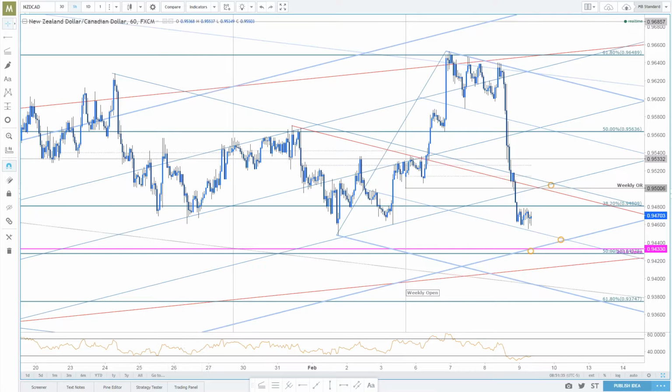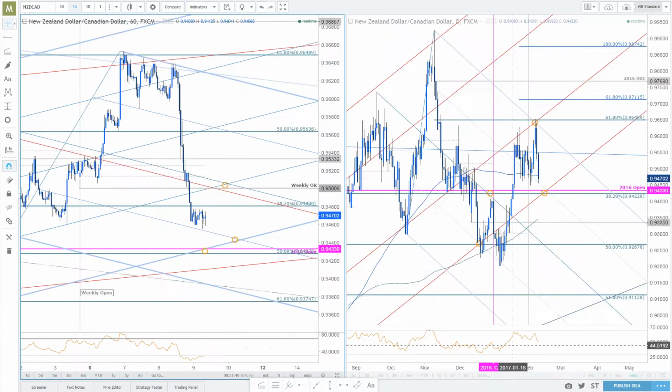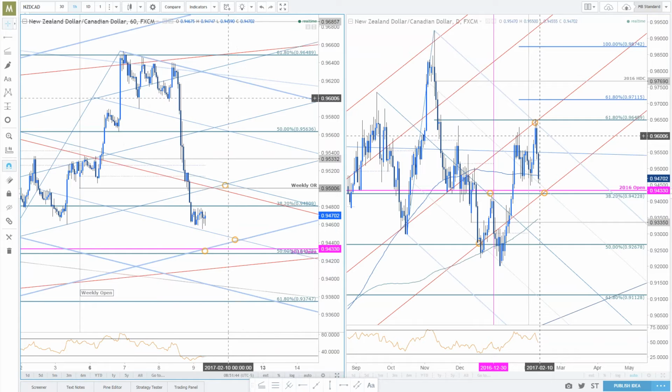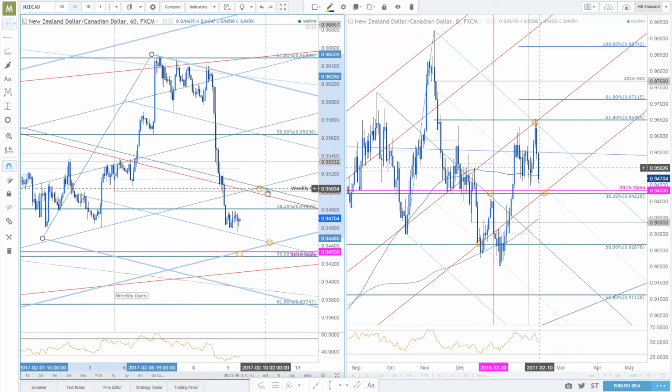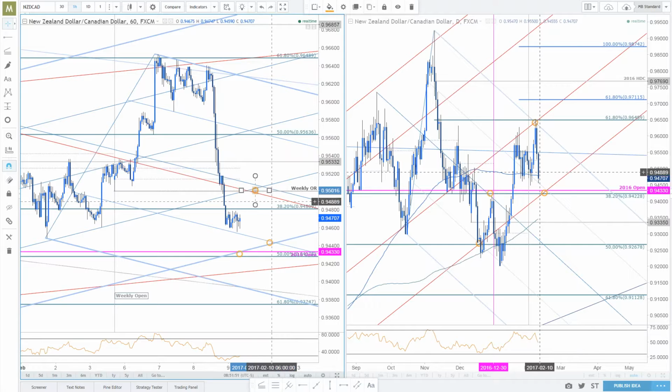Questions on Kiwi CAD? Interesting pair. You don't really hear it talked about too much, but the levels are there. And when levels are there, the levels are there. I'm going to highlight it. All right, that's number 3.